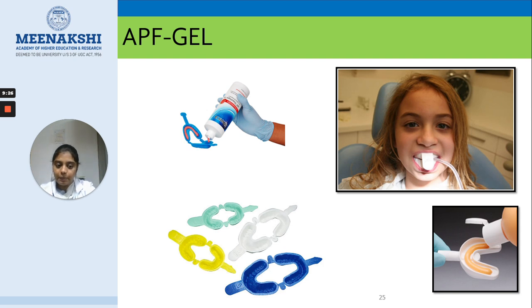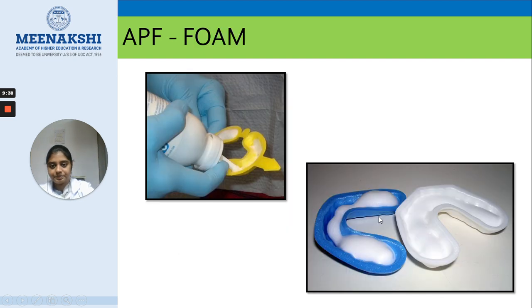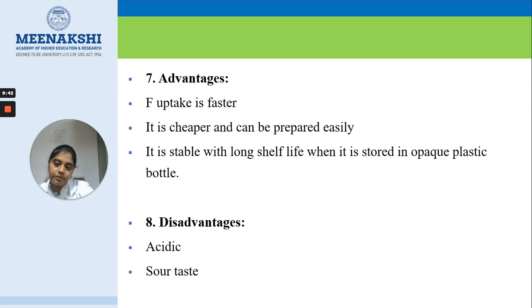So these are the different pictures on how the APF gel is dispensed in the tray and how the patient is made to sit upright and is made to bite the tray for the proper penetration of APF gel. So this is in the form of foam. The advantages are that the fluoride uptake is faster, it is cheaper and it also has a long shelf life. The only disadvantage is that the pH is acidic and it has a sour taste.